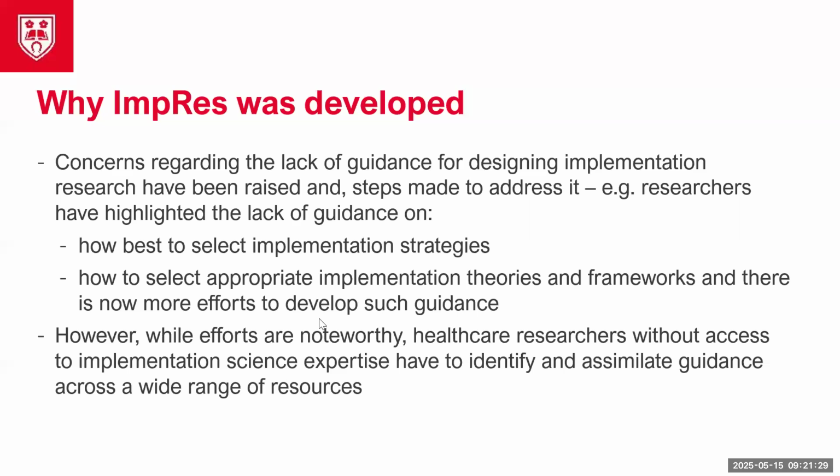Or the University of Washington is another example where they've provided guidance on their website on how to pick a relevant theory. It can still really be an overwhelming task for researchers to pull all this information together and make sense of it. And this can particularly be the case for healthcare researchers without implementation science expertise. And they're left grappling with how to design the research themselves and searching through a plethora of publications and resources to decide what is best. Next slide, please.